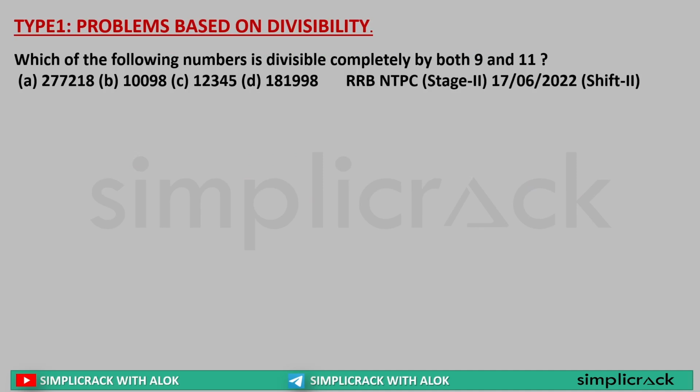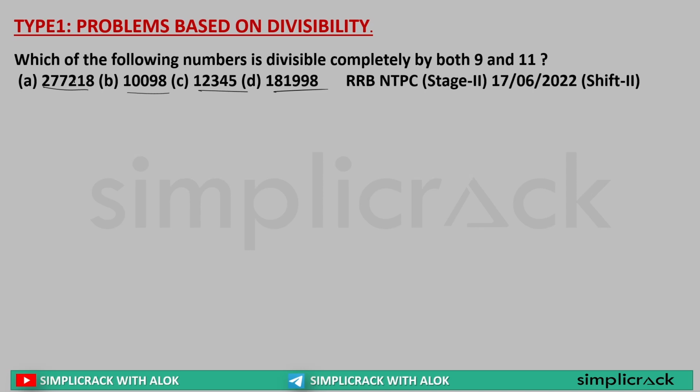Which of the following numbers is divisible completely by both 9 and 11? Now understand this. If something is completely divisible by both 9 and 11, it must adhere to the properties of 9 and 11. So to solve this sort of question, if 9 or 3 is there, first add the digits of all these numbers. If it is divisible by 9, then we can directly proceed.